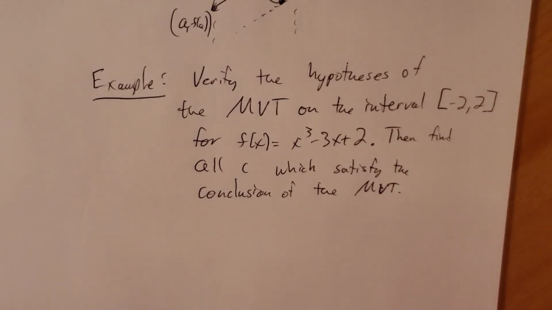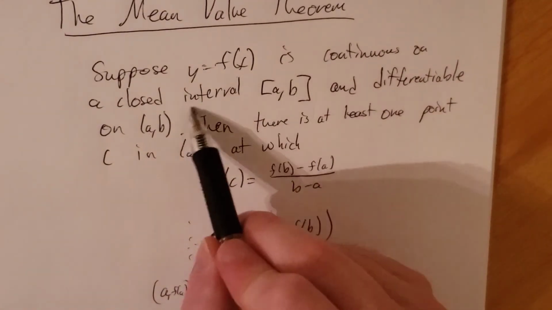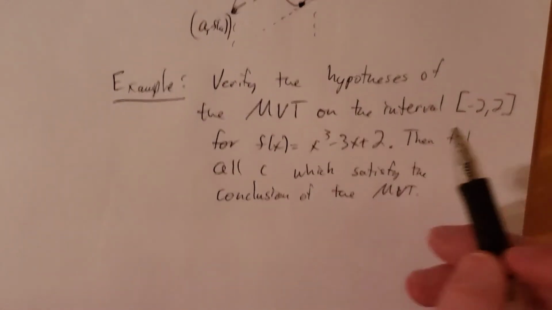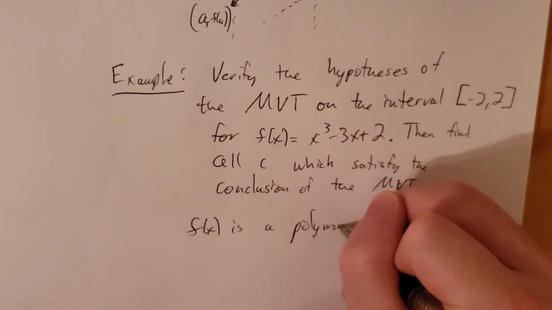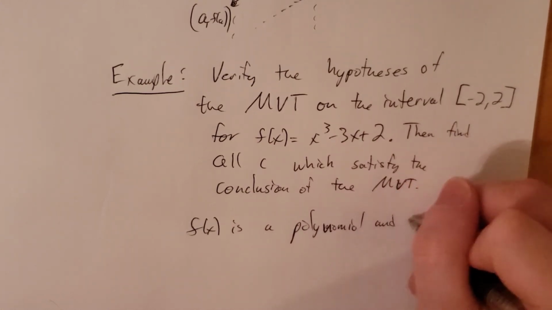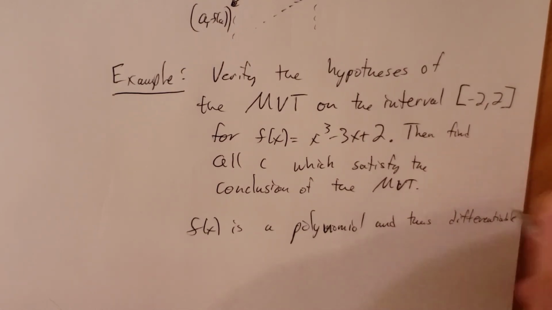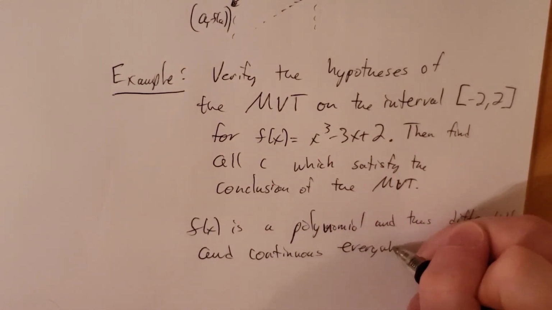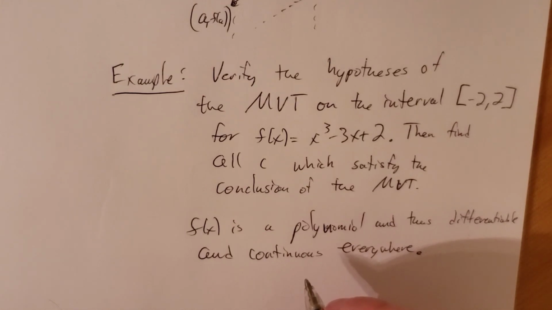First off, what are the hypotheses of the mean value theorem? Well, that is just the 2 statements that the function is continuous on the closed interval and differentiable on the open interval a to b. We have a polynomial. f of x is a polynomial. And thus differentiable and continuous everywhere. Okay. If that is differentiable and continuous everywhere, then our hypotheses for the mean value theorem are satisfied.